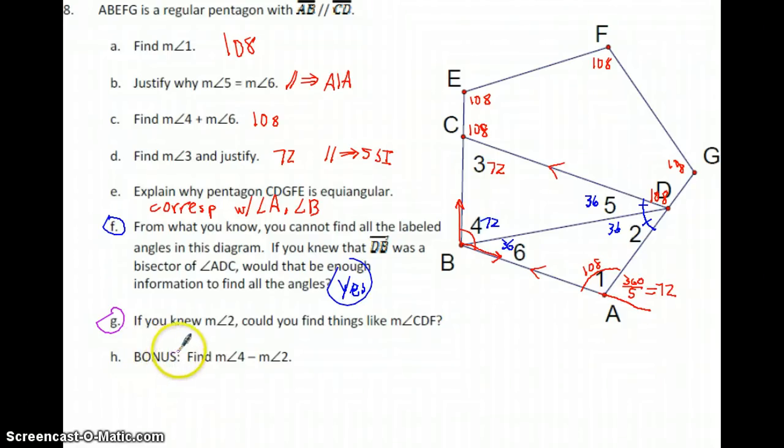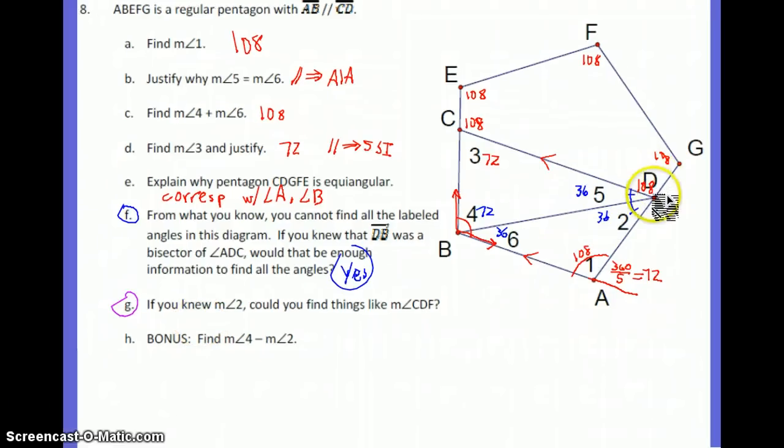If you knew 2, could you find things like CDF? CDF is crazy. CDF goes from here to here. I kind of want that to be a different color.